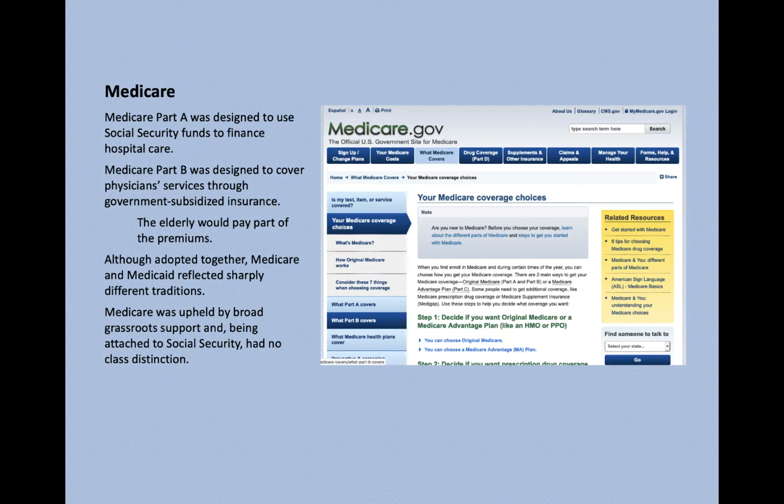How I remember the difference is that you care for the elderly. Medicare cares for elderly 65 plus, those with renal failure, and some certain disabilities. So that is Medicare.